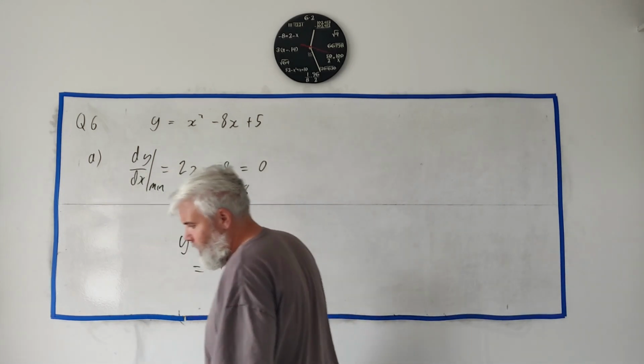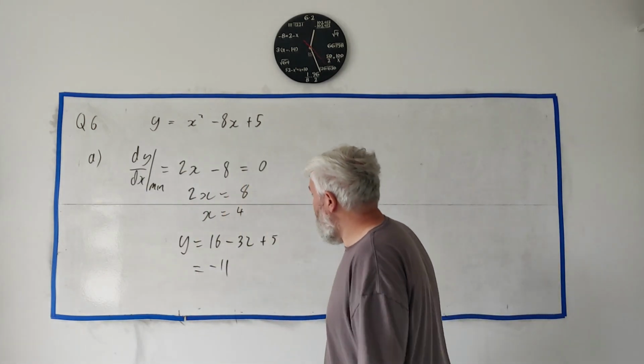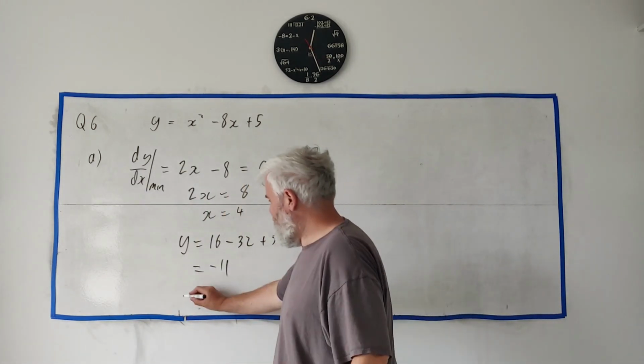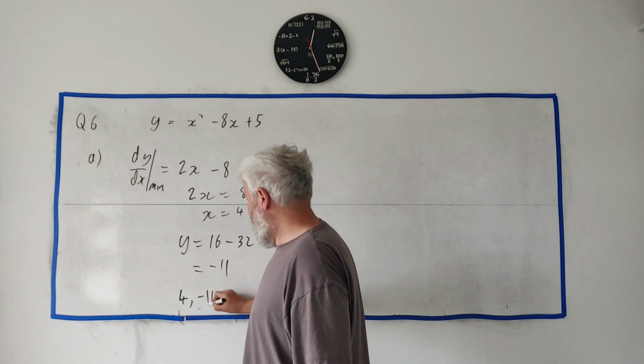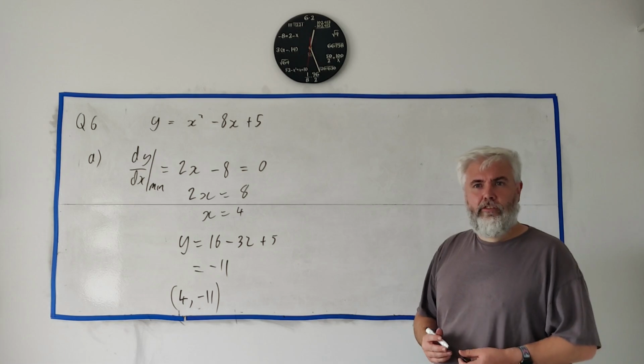Let's just double check my notes. Yes, minus 11. So that'll get you full marks, but I always like to just put the answer in a bracket like that, in coordinates. Okay, so that's the answer to part A.